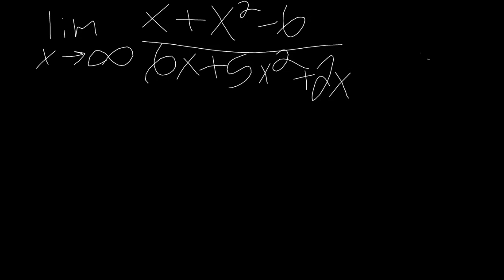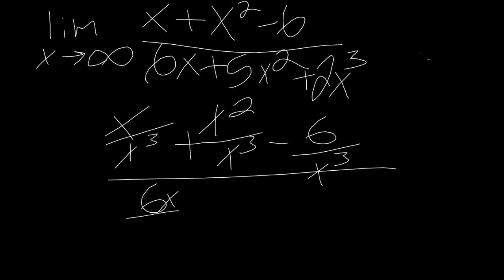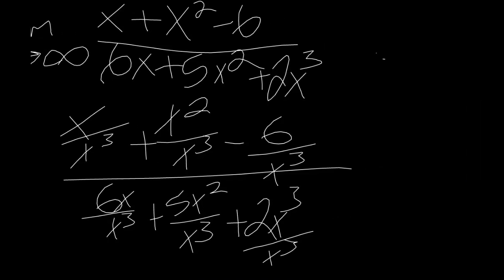However, if you don't know the leading power, we can take the greatest degree in the denominator and divide everything by it. We see x cubed here, so we're going to divide everything by x cubed because this is the bottom leading degree. So we have x over x cubed plus x squared over x cubed minus 6 over x cubed, all over 6x over x cubed plus 5x squared over x cubed plus 2x cubed over x cubed. Oops, x cubed. Let me make a bit of room for myself.